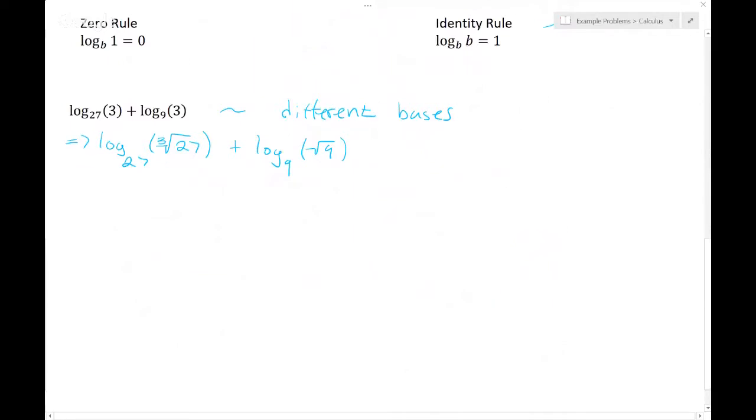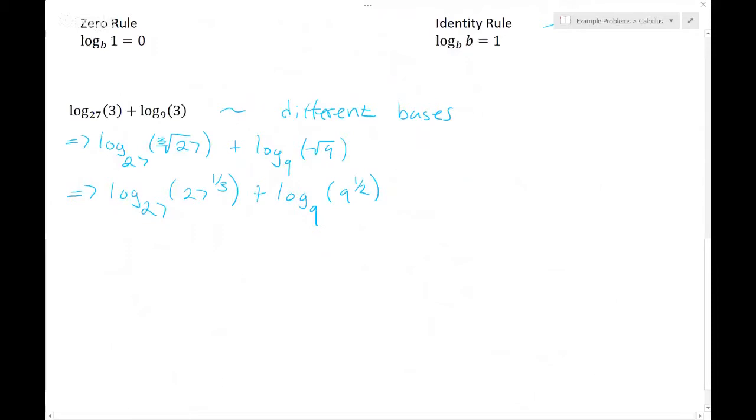And once we have this, we can convert them to exponential form using the exponential rules. So we end up with log base 27 of 27 raised to the 1 over 3, which is equivalent to the cube root of 27, plus log base 9 of 9 raised to the 1/2, which is equivalent to the square root of 9.